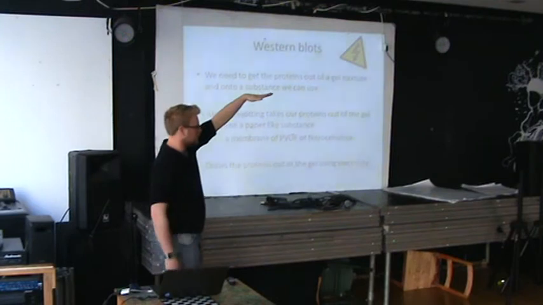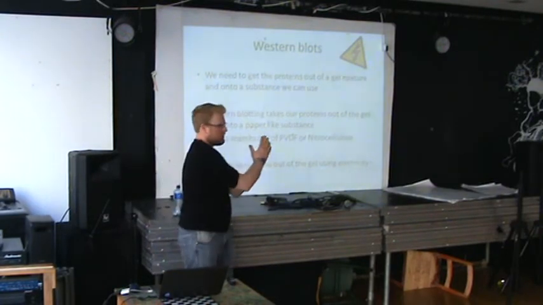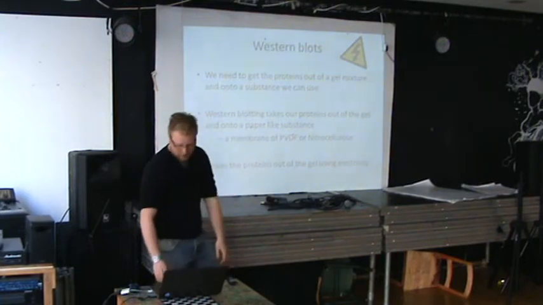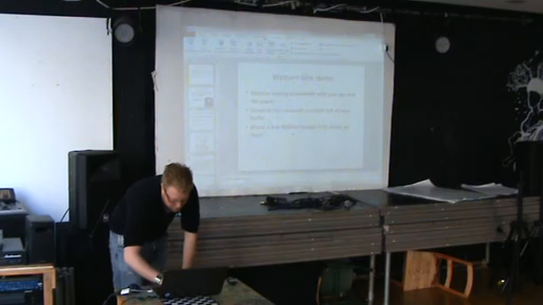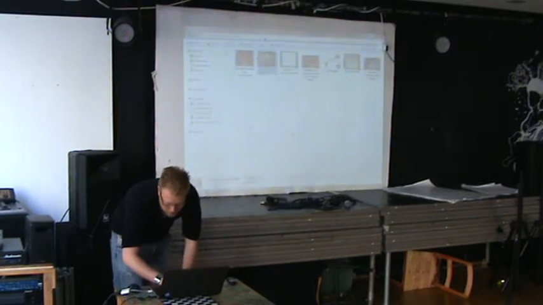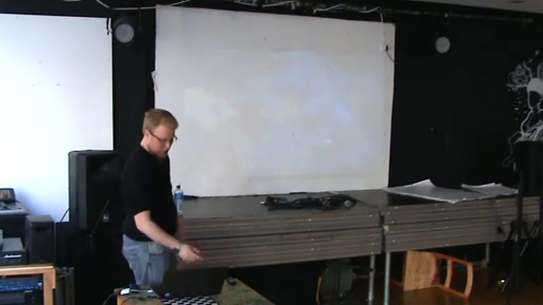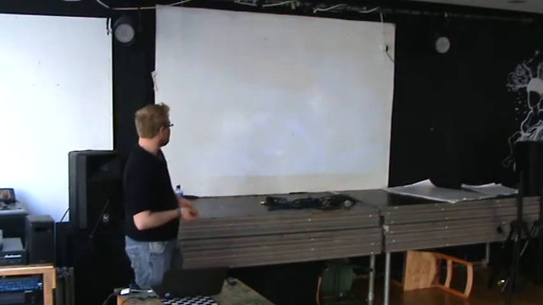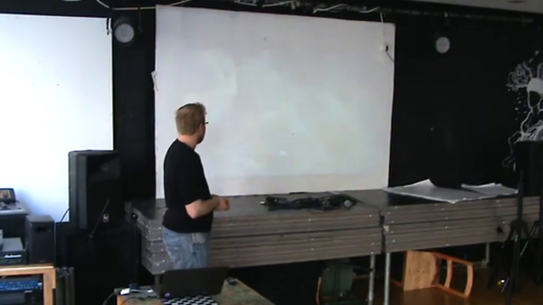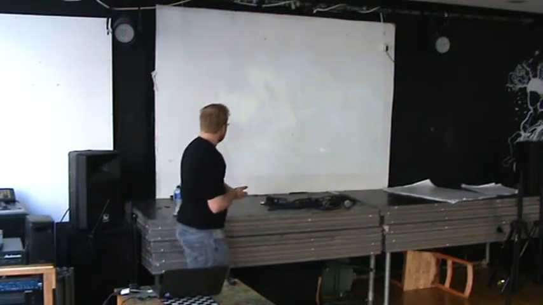So basically what we've done is run the proteins down through a gel. Now we're going to actually run them out of the gel onto a piece of paper using the same principle. So that involves literally making a sandwich like this. So she's got her gel there, I think you can see it, and she's going to take out a piece of her nitrocellulose paper, and she's going to put that on top of the gel.